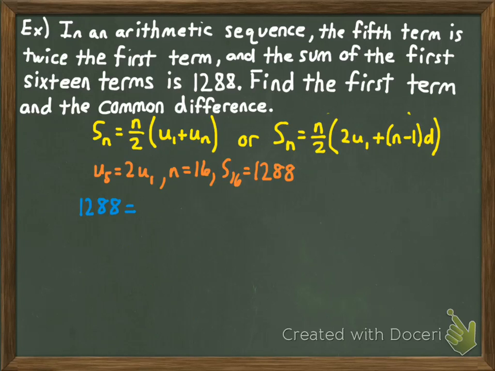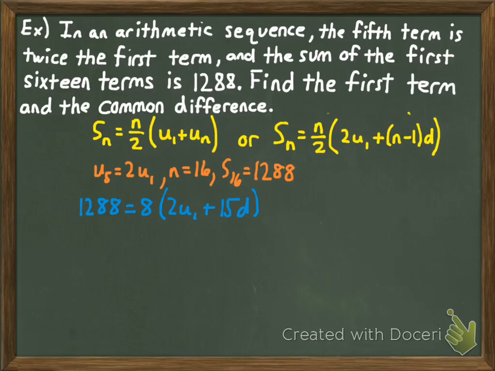And since we were finding the sum of the first 16 terms, we can replace this n with 16, and 16 divided by 2 is 8. We don't know the first term, so let's leave that as 2u sub 1. We again do know the value of n is 16, so n minus 1 is 15. And then we don't know the common difference, so let's leave that way.